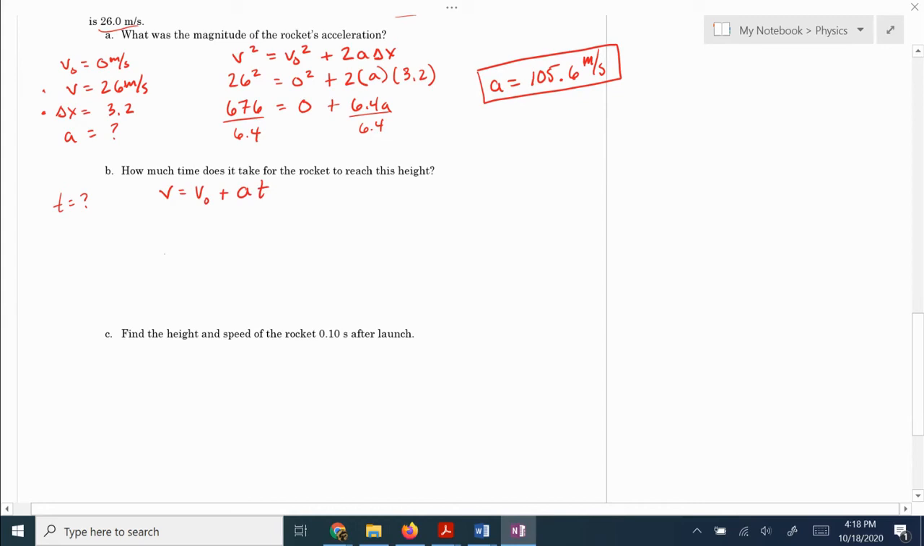So v is equal to v naught plus at. We know our final speed is 26. We know our initial speed is 0. Acceleration is 105.6, and our time is what we are looking for. So 26 is equal to 105.6 t, divided by 105.6, and you're going to get that t is equal to 0.25 seconds.